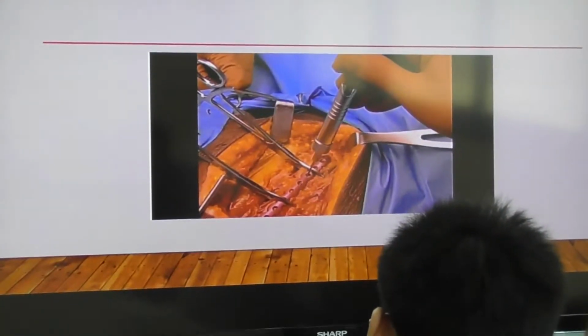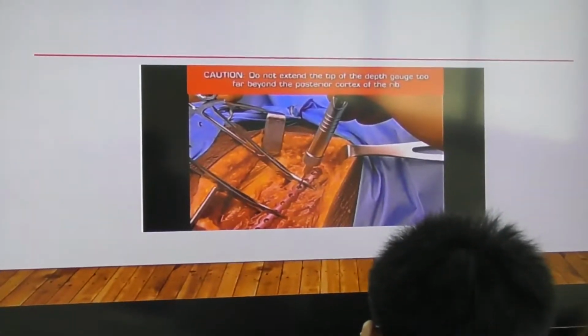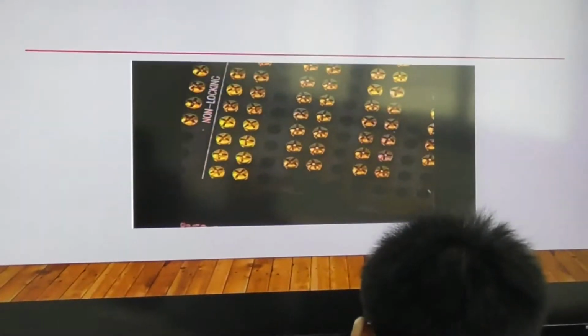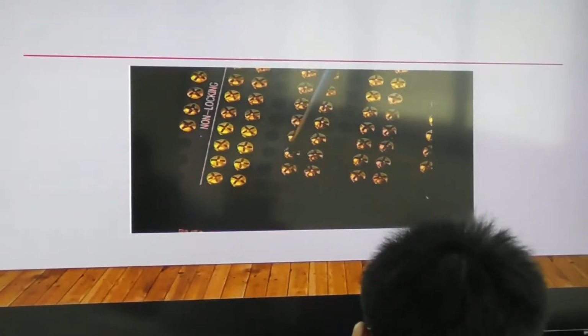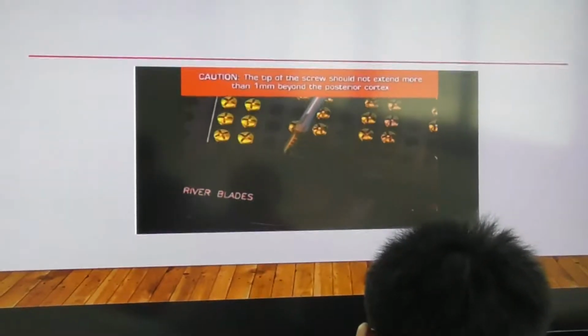So this is how you measure the screw. The depth of the screw is shown here. The depth gauge will show. Usually it's about 10. For the lower, it's 6, 7, 8. It can go up to 12. Okay, and then we have moved away from other types of screws.